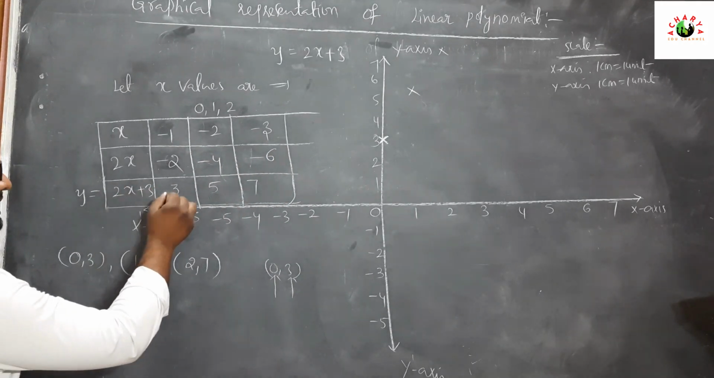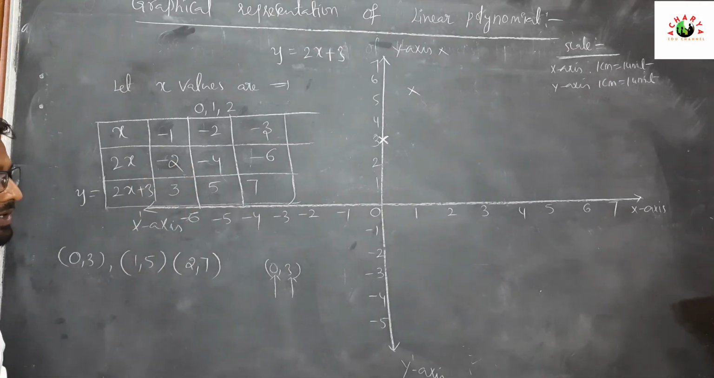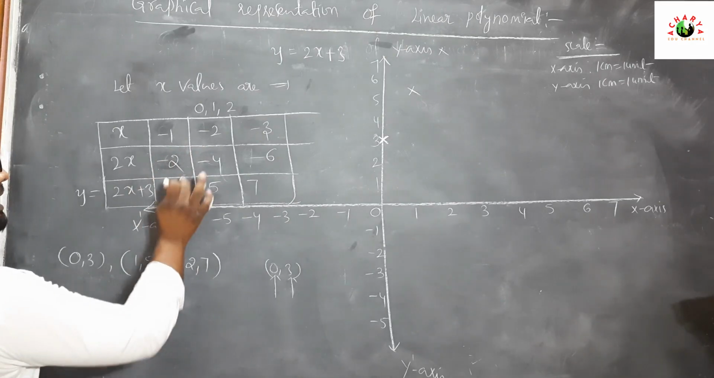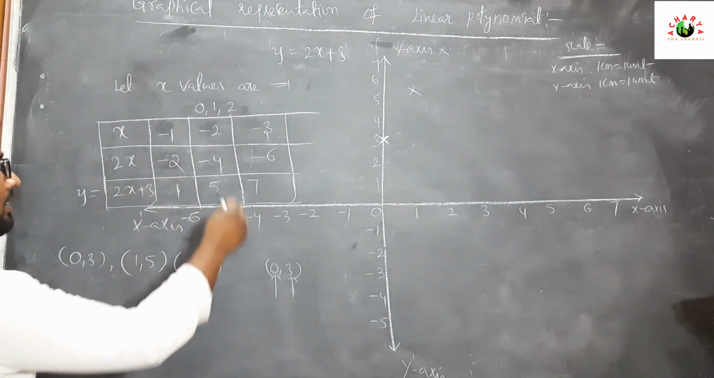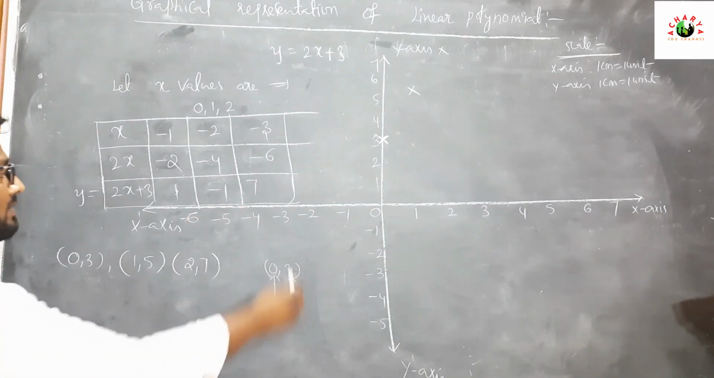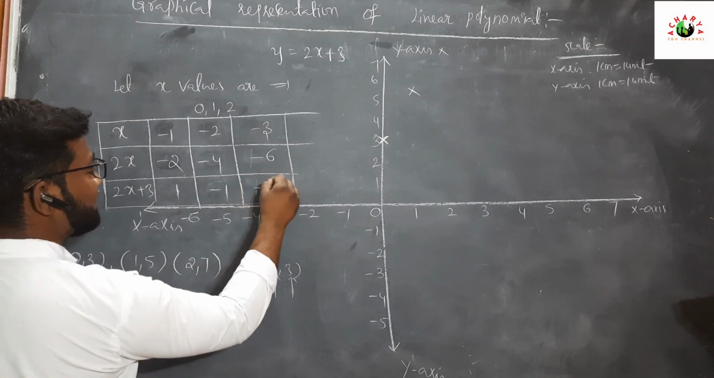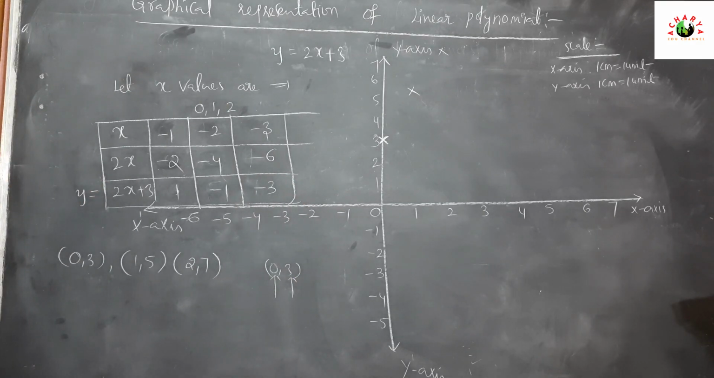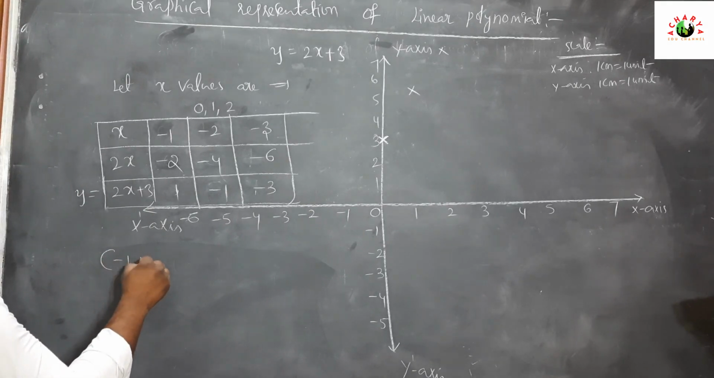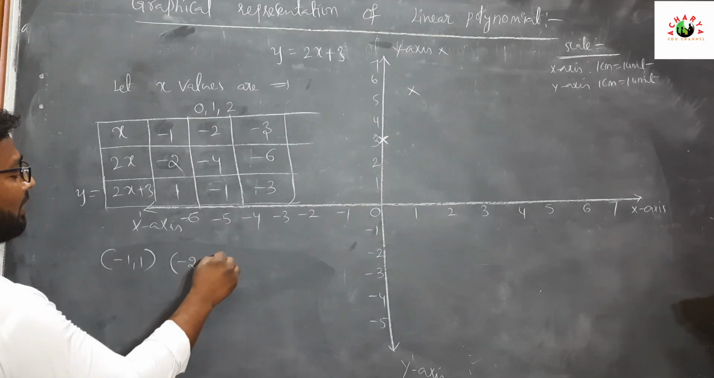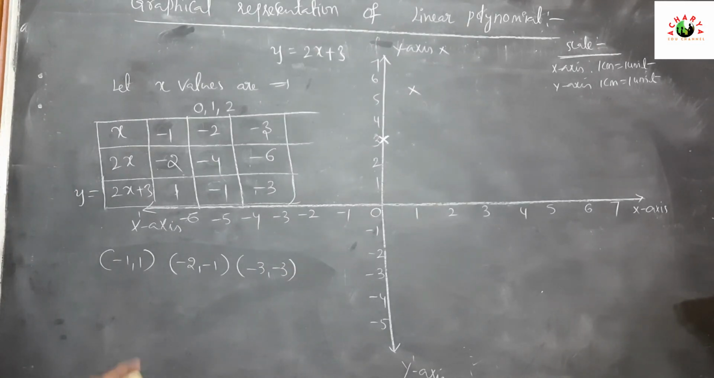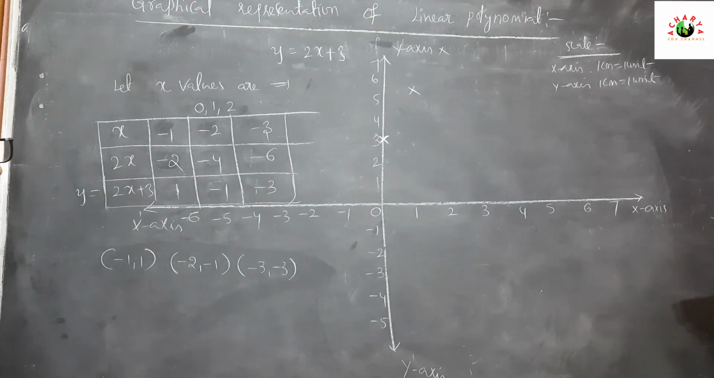Next 2x plus 3. We should add 3 to the 2x value. So 2x plus 3 means what? Here -2 plus 3, what? 1. -4 plus 3, -1. -6 plus 3, -3. Now what are the points? Tell me. Here -1, 1 and -2, -1 and -3, -3. These 3 points also we have to plot on the graph.